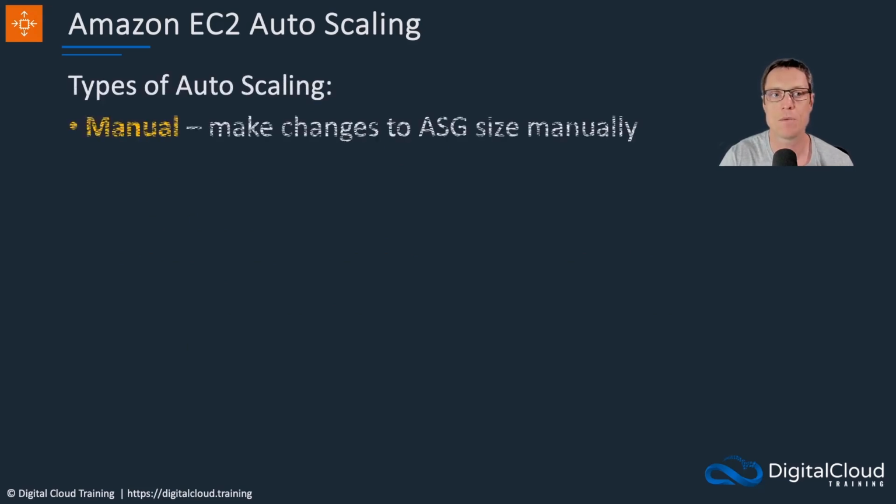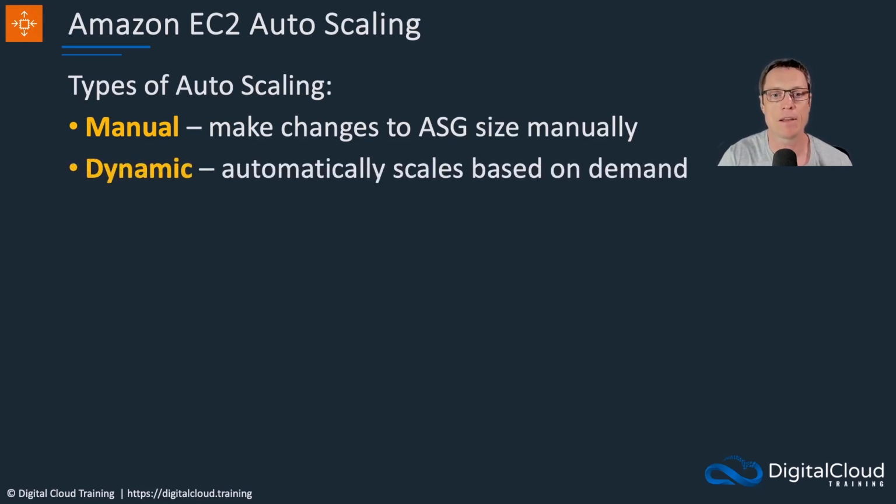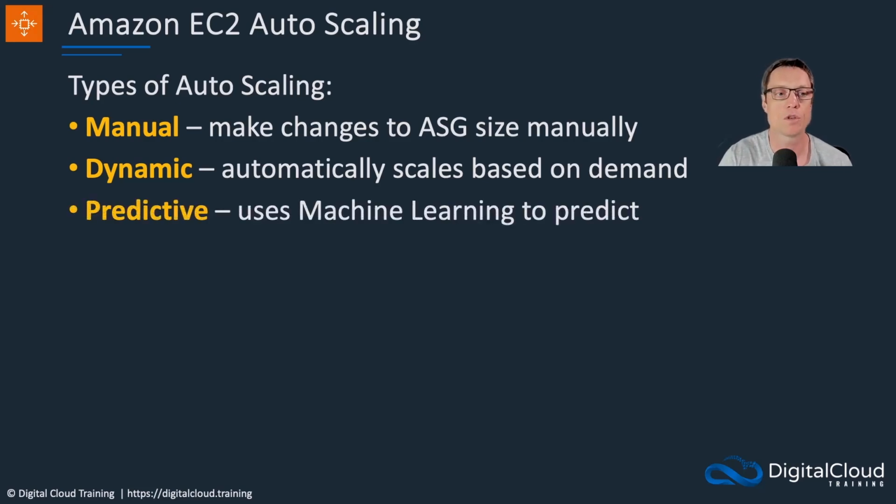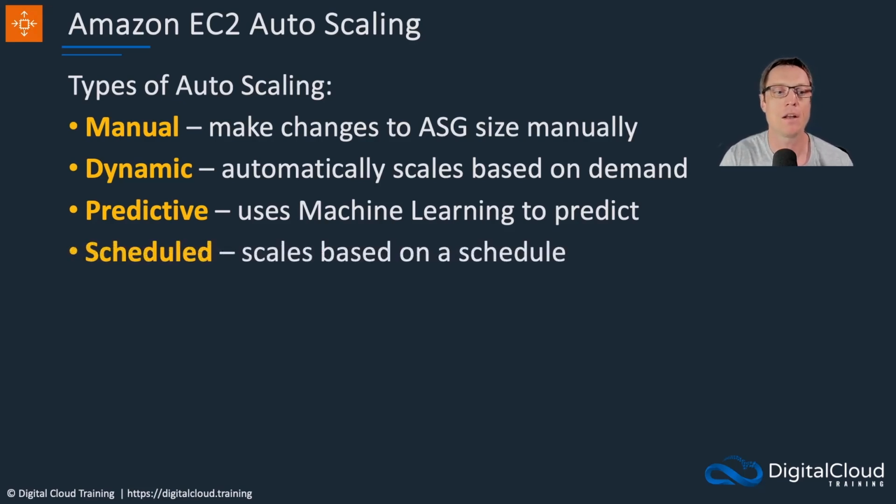So we have different types of auto-scaling. We've got manual, that just means you're going in and manually making changes to the ASG size, so the number of instances you want deployed in the auto-scaling group. Or we have dynamic, and that automatically scales based on demand. So now we're looking at those CloudWatch metrics. There's something called predictive as well, which uses machine learning to predict what it thinks is going to happen based on what it's seen in the past. And then lastly, you've got scheduled, where you're scaling based on a schedule that you define. So when you expect you're going to need more or less capacity.